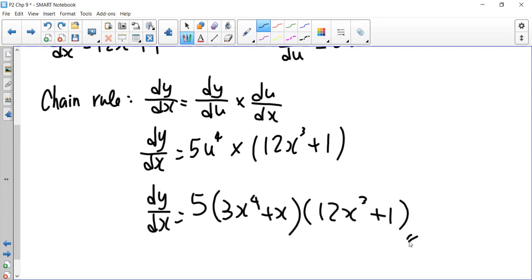We'll leave the conversation like this. Right. So next one. So that's the answer. By the way, that's how we differentiate using chain rule.